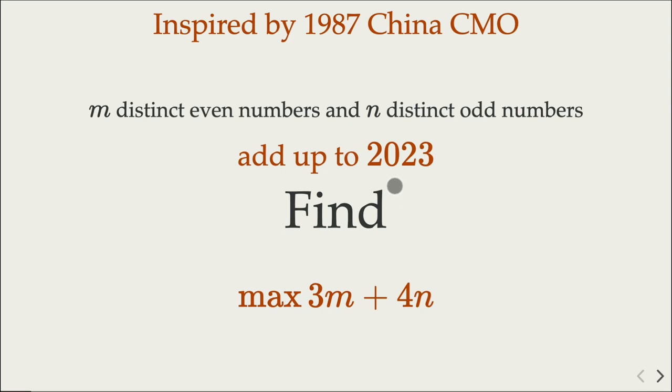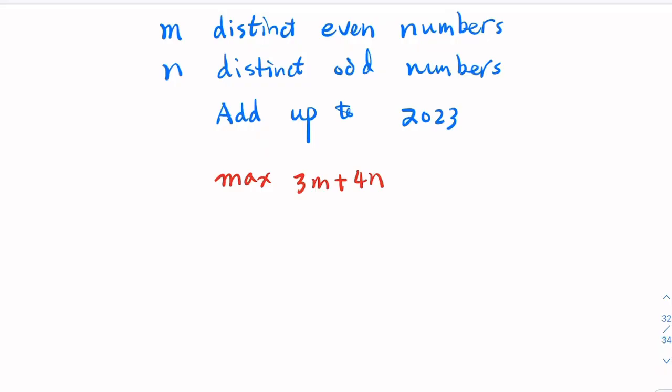You can, on your own, work out the number if it were 1987. Now, here, we want to find the max possible value of 3m plus 4n. Of course, you have to find it and prove that it is indeed the maximum possible value for m and n. So we try to find the bound for 3m plus 4n. Intuitively, we want to choose smaller numbers so that we maximize m and n here, right?